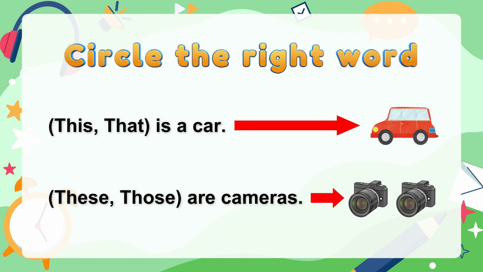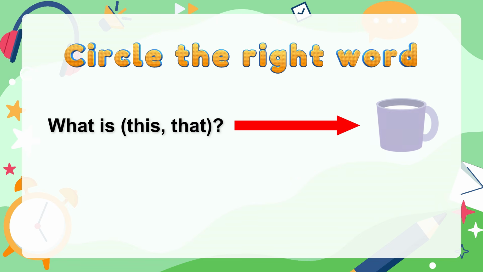These, those are cameras. The arrow shows nearby. We use these when talking about things nearby. These are cameras. What is this, that? The arrow shows something far away. We use that when talking about something far away. What is that?